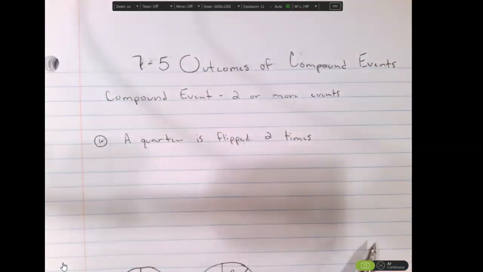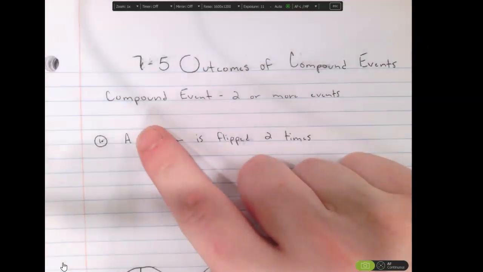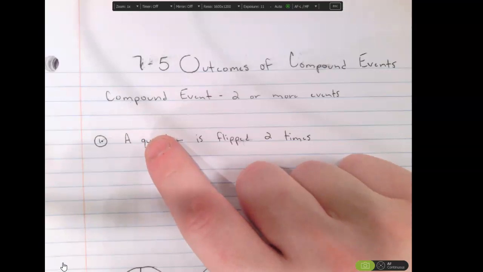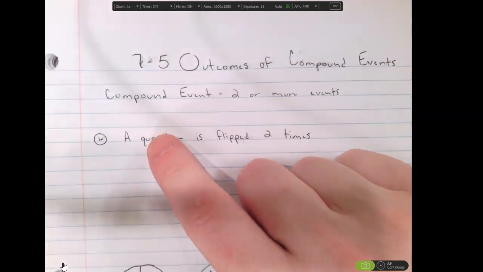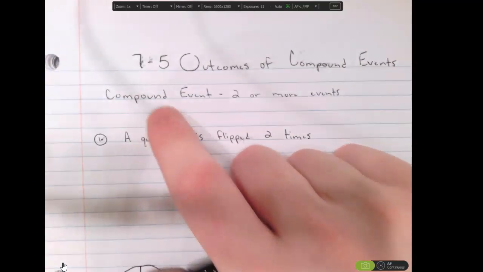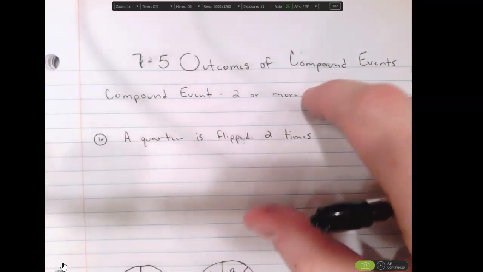We have a short section today. I'm going to kind of go through this. Only 3 questions. So stay with me, but we're going to go kind of quick with it. Let's get busy. So our lesson today is outcomes of compound events.